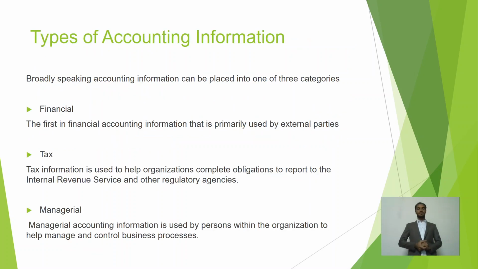Types of accounting information. There are three types of accounting information: financial information, tax information, and managerial information. Now we will discuss financial information. Financial accounting information is primarily used by external parties. Now we will shift to tax information. Tax information is used to help organizations complete obligations to report to the Internal Revenue Service and other regulatory agencies. Now we will discuss managerial information. Managerial accounting information is used by people within the organization to help manage and control business processes.